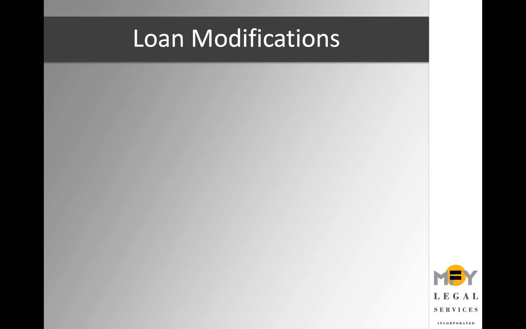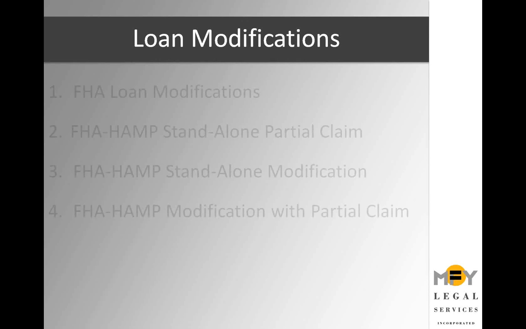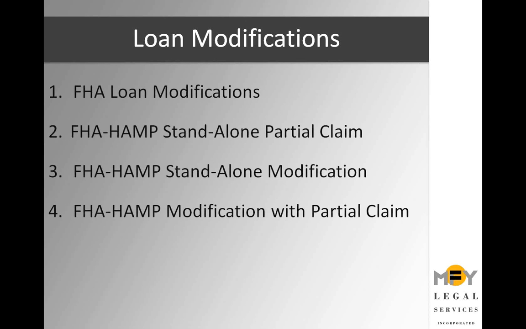Okay, so the next thing, loan modifications. I've divided them into 4 types. There's the FHA loan modification, which is sometimes called the traditional modification or the FHA standard modification. There's then 3 types of FHA HAMP: FHA HAMP, which is just a partial claim, FHA HAMP, which is a standalone modification, and FHA HAMP, which is a modification with a partial claim.